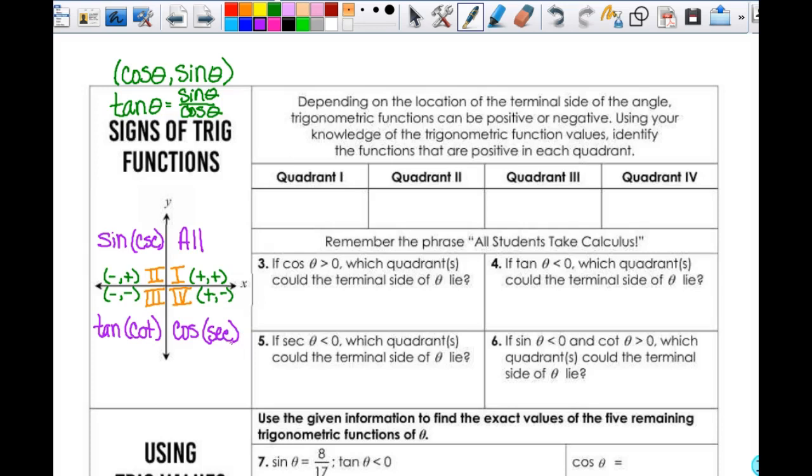Okay, so there's a little acronym, I guess it's a thing that helps you remember the signage here, and it is: All Students Take Calculus. Right? Because all students take calculus. This is it right here. All students take calculus. Right? That's how you remember what the signs are. This is what is positive. All of them are positive. Sine and its reciprocal, tangent and its reciprocal, cosine and its reciprocal.